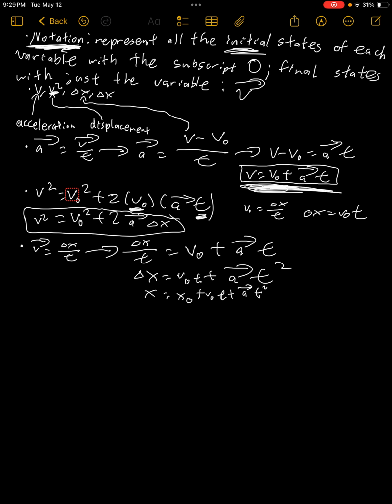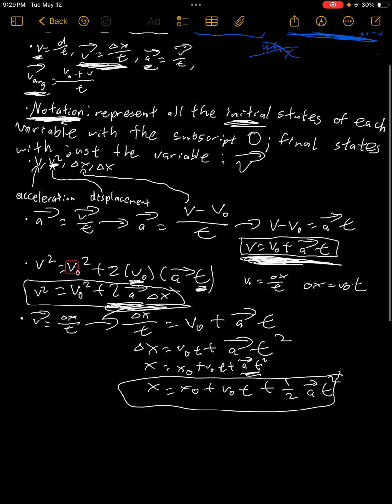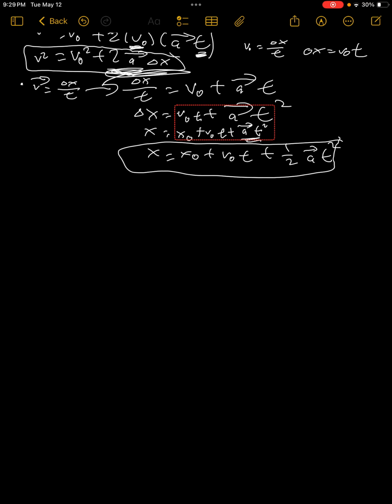But then when we do this, we also have to use this equation here, which tells us that we have to divide this at squared by 2. So our final one is position equals initial position plus v0t plus 1/2 at squared. So this is our third equation. Now let's move on to the last.